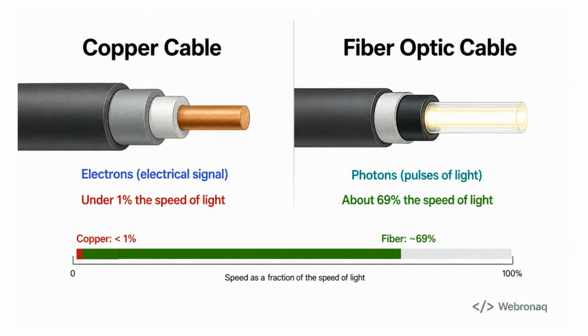A fiber optic cable is completely different. Instead of electrons, it carries pulses of light, photons, through an ultra-thin strand of glass. Light inside a glass fiber travels at roughly 69% of the speed of light in a vacuum, only about 31% slower than the theoretical maximum in nature. That is not just a small improvement over copper, that is an enormous leap. It explains why fiber carries so much more data over so much greater distances. This fundamental difference in the physics of the medium is why we have these two very different kinds of cables doing very different jobs in the network, as we will see next.